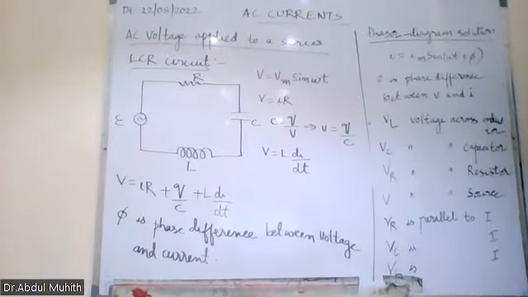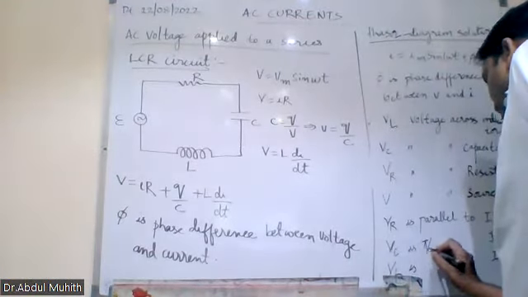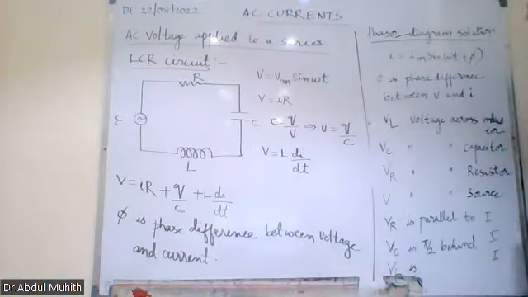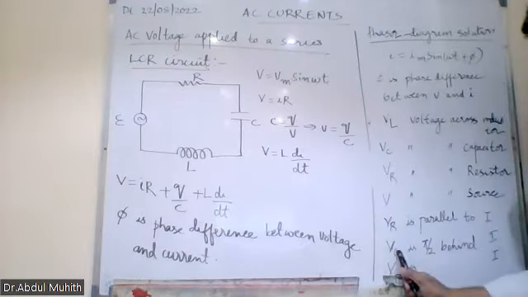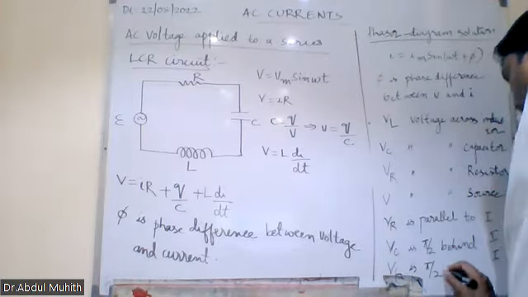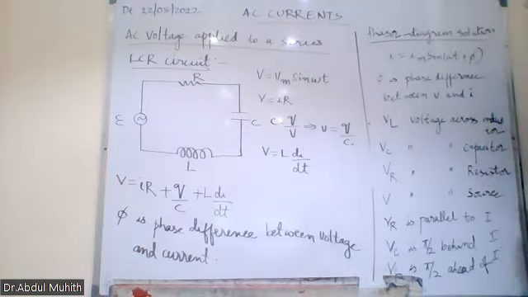Can I write it in other words? VC, the voltage in the capacitor, is pi by 2 behind the current. Can I write the same thing the other way? The voltage in the capacitor is 90 degrees behind the current. Here the current is leading the voltage; here the current is lagging the voltage. So pi by 2 ahead of the current. Can I write it like this? Yes, sir.